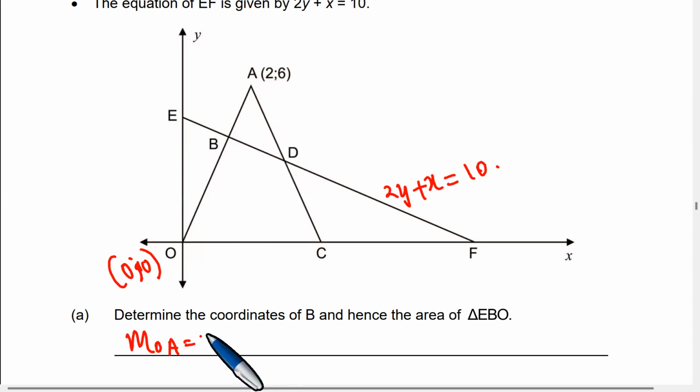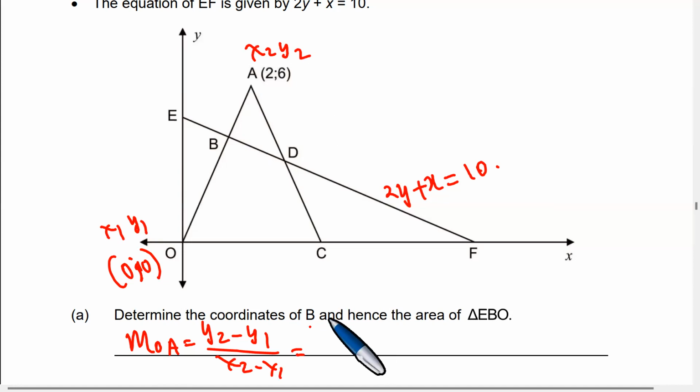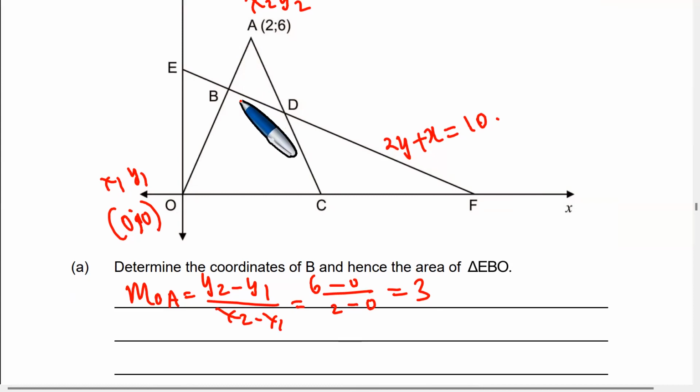But you can just demonstrate the method and say the gradient is y2 minus y1 divided by x2 minus x1. What is y2? 6. What is y1? 0. What is x2? 2. x1? 0. Okay, that's fine, giving 3. The gradient of OA is 3.